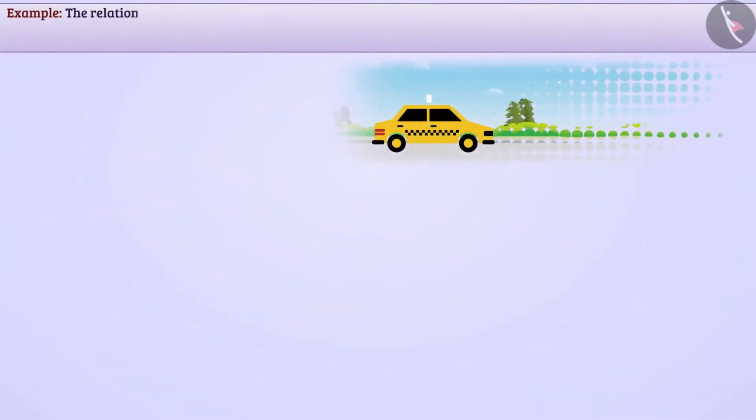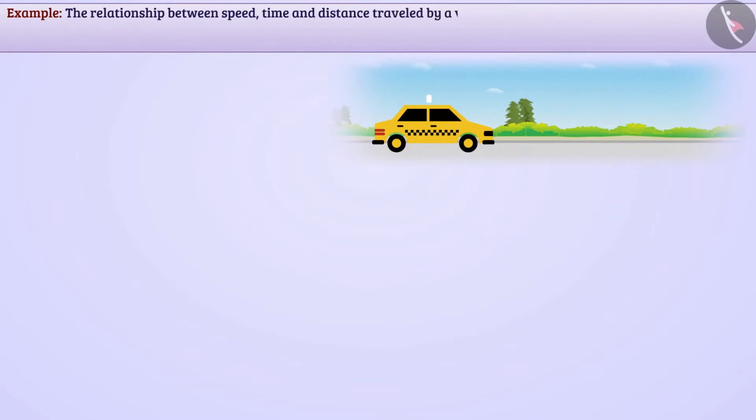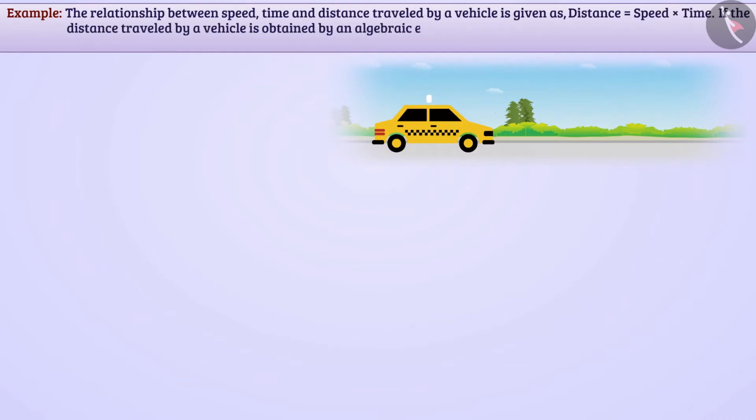The relationship between speed, time and distance traveled by a vehicle is given as distance is equal to speed multiplied by time. If the distance traveled by a vehicle is obtained by an algebraic expression x cube minus 64x and its speed as x minus 8, what will be the expression for time?